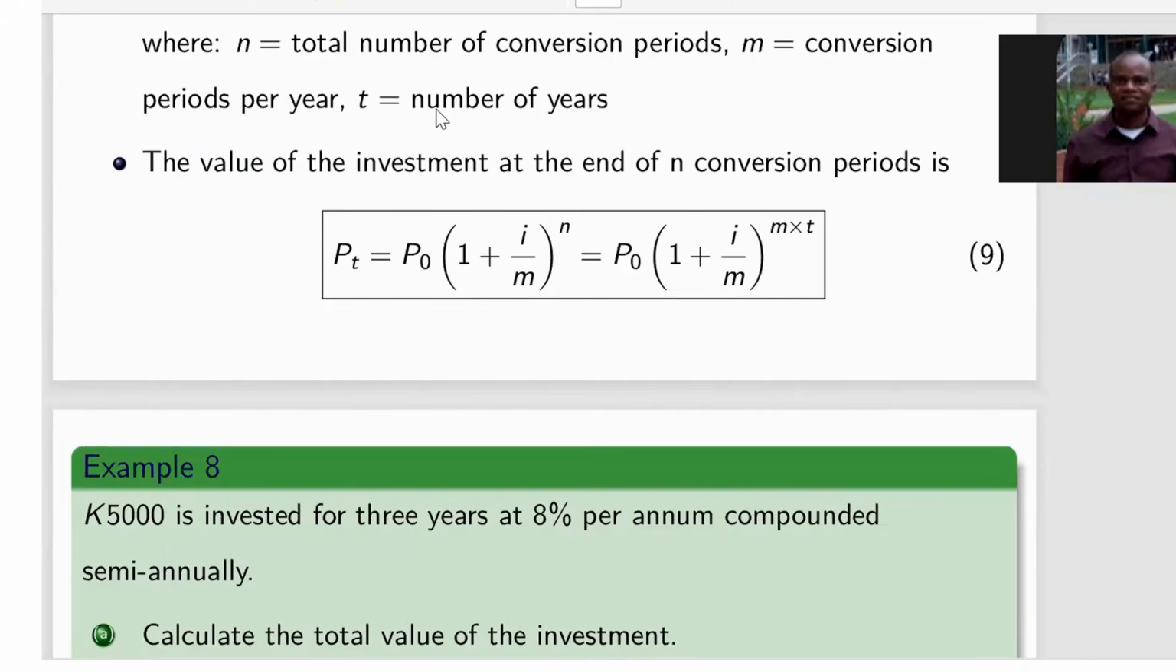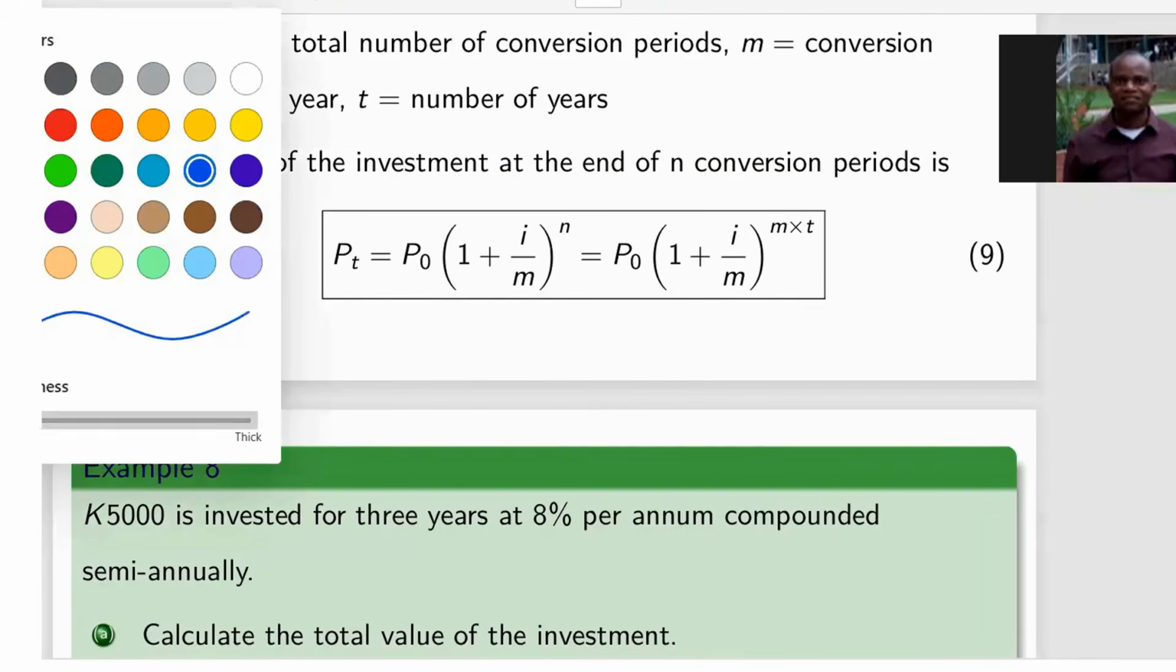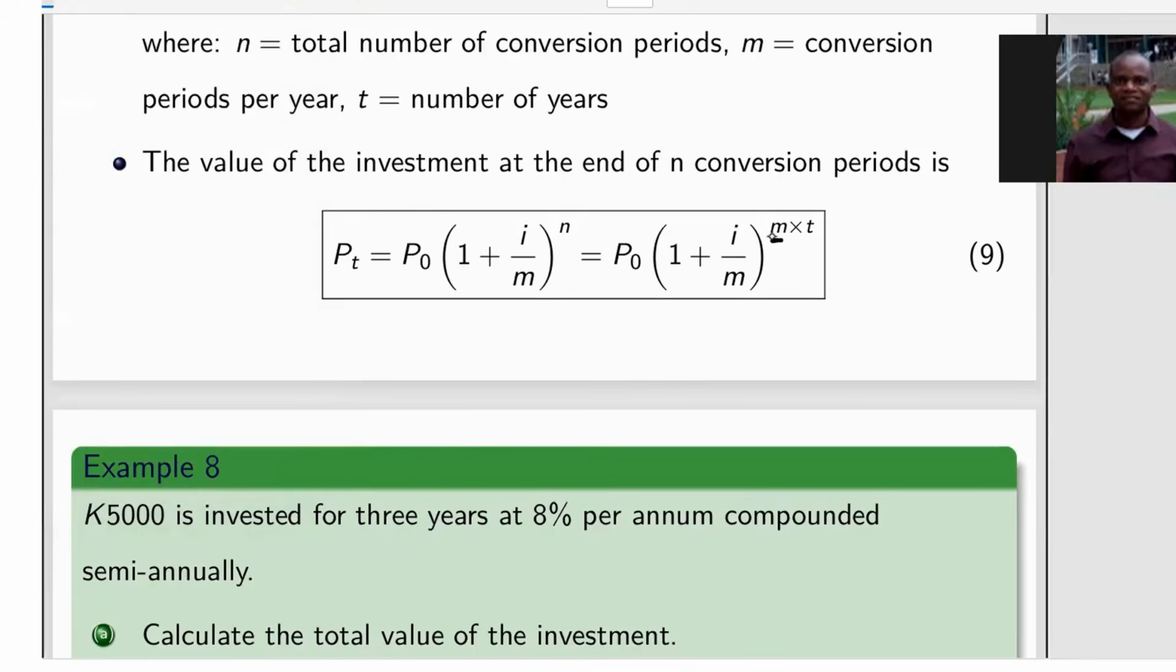several times. So we notice that equation number 9 is of high value to us because it enables us to compute the future value when we are given an interest rate, and this interest rate is compounded several times. So we notice that m here denotes the period in which interest is being computed, and T tells us the time in which the investment is being done or the loan is being taken.